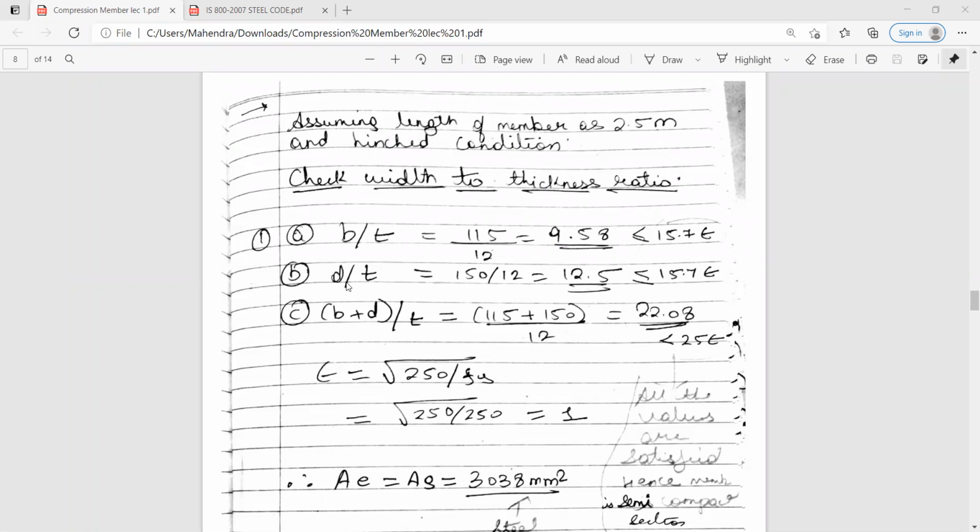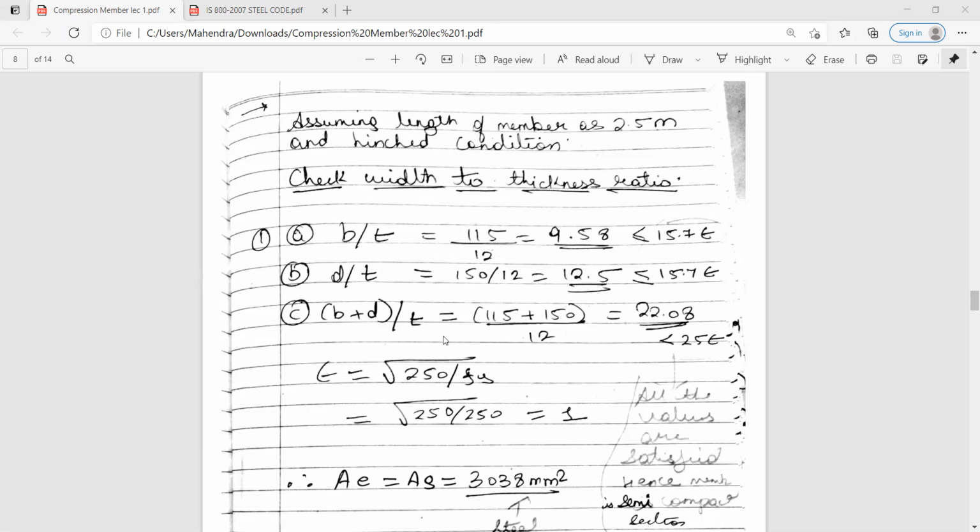Then the next check you have to do is d by t. d is the depth. The depth of the angle section is 150 in the question, ISA 150 by 115 by 12, and the thickness is 12. After calculating, you are going to get the value as 12.5. Again, it is less than or equal to 15.7 epsilon. So here also your design is safe.